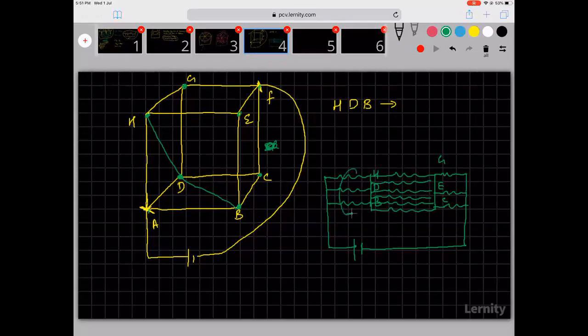Now, what is the effective resistance of this 3 parallel? R by 3. What is the effective resistance here? 3 series, R by 6. What is the effective resistance here? 3 parallel, R by 3. Now, they are all in series. So, it becomes R by 3 plus R by 6 plus R by 3. How much is it? 6 LCM. So, 5R by 6. Do you understand this?